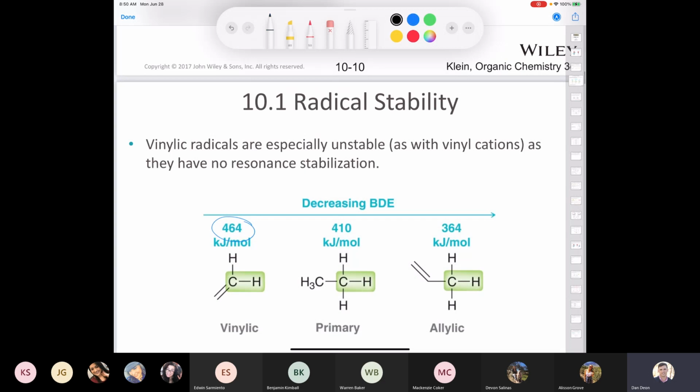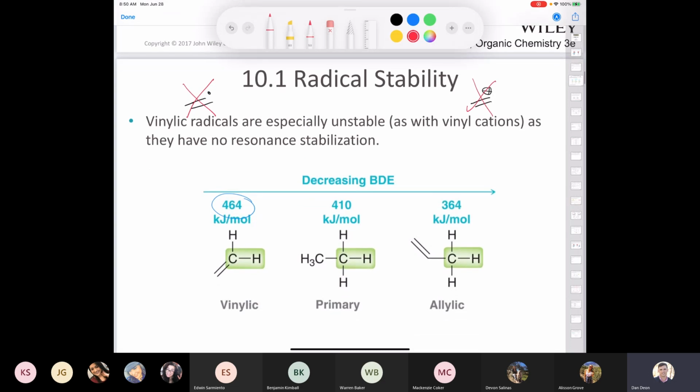So you don't want to draw a lot of vinyl radicals. A vinyl radical is like a no-no, so I'm going to put a red X over that. Same thing with a vinyl cation. Remember, I've told you this several times in the class. You're never going to see this in organic chemistry, so we don't draw those. And that's the conclusion as to why the bond dissociation energy of a vinylic carbon-hydrogen bond is so high. It's hard to break that bond.